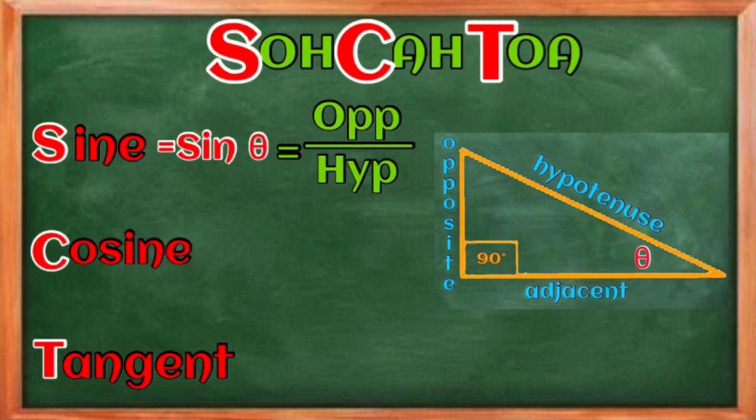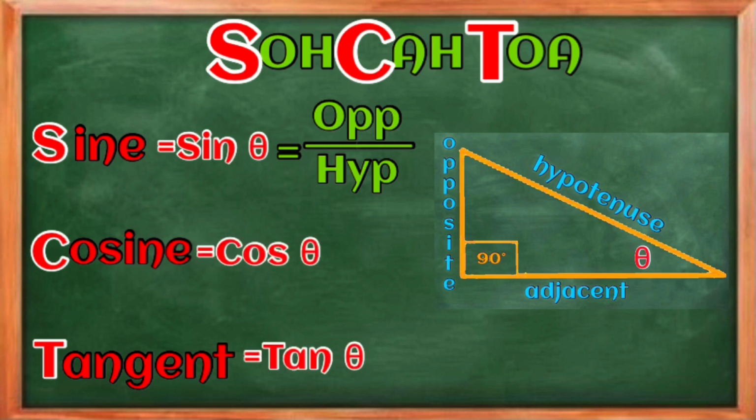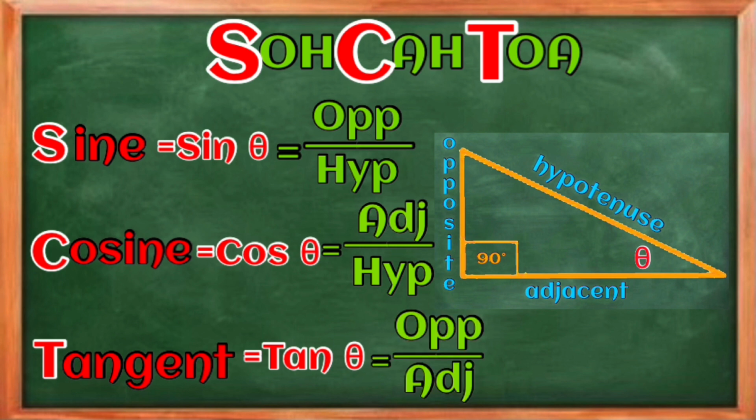Again, SOH stands for the sine function, which is equal to opposite over the hypotenuse, or it is represented by sin or sin theta. CAH stands for the cosine function, which is equal to adjacent over the hypotenuse, or it is represented by cos or cos theta. And TOA stands for the tangent function, which is equal to opposite over the adjacent, or it is also represented by tan or tan theta.